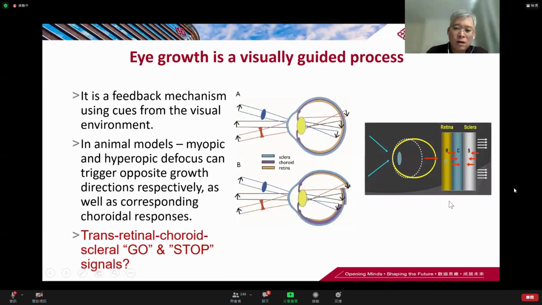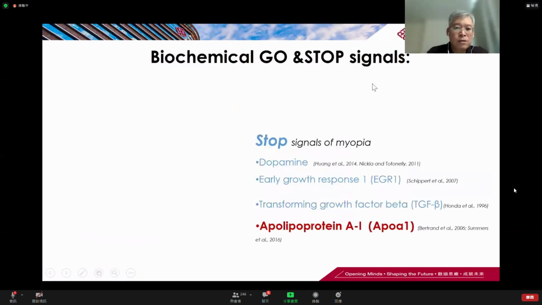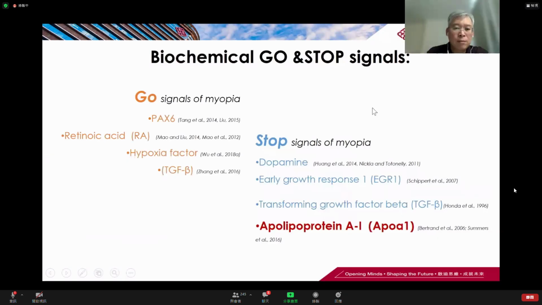What are the go and stop signals involved in the whole process? Of course, we know go signals are those that will accelerate eye growth, whereas a stop signal will slow down eye growth. In the published literature, there are a lot of those being proposed already. The go signals include PAC6, retinoic acid, hypoxia factor, and TGF-beta, whereas the stop signals include dopamine, early growth response 1, and TGF-beta.